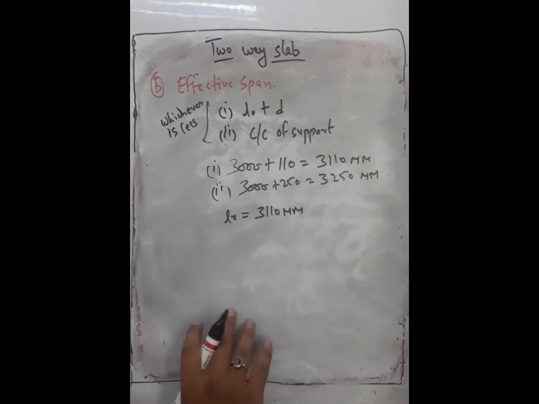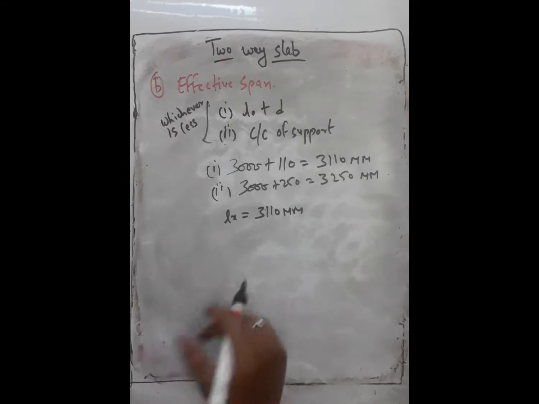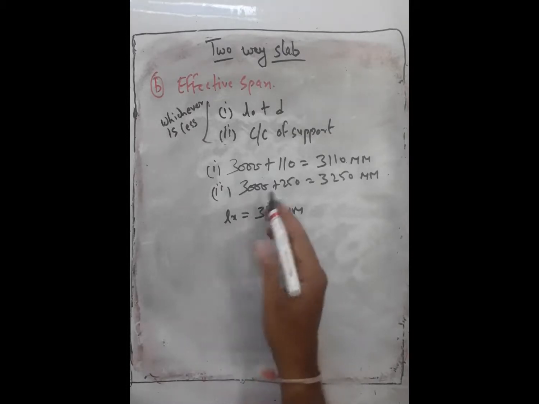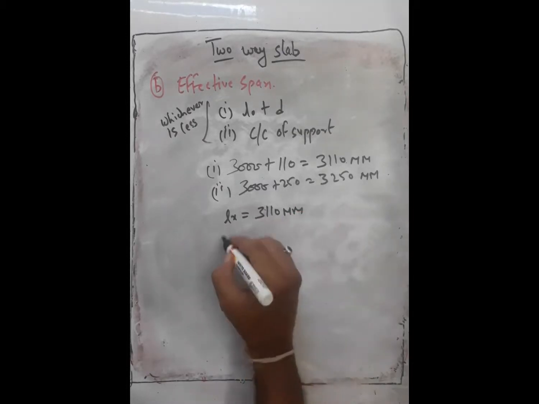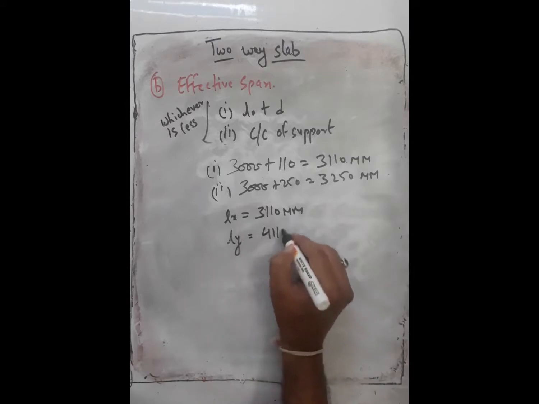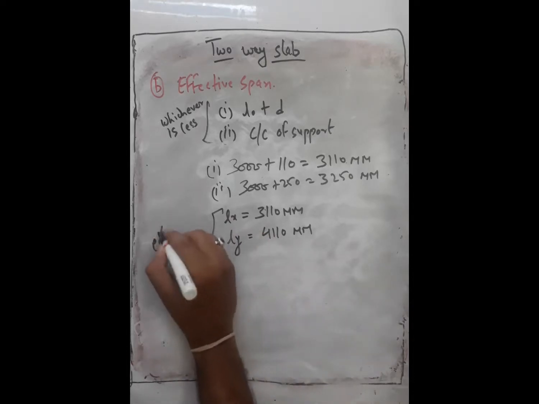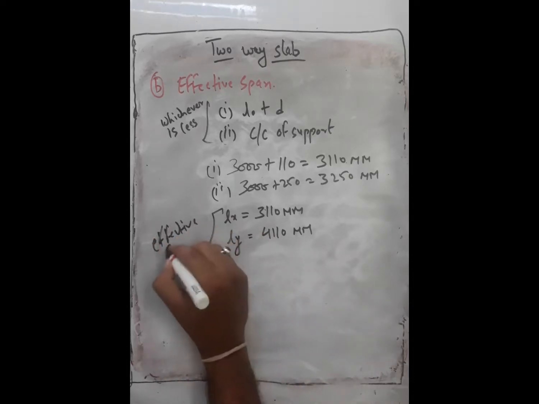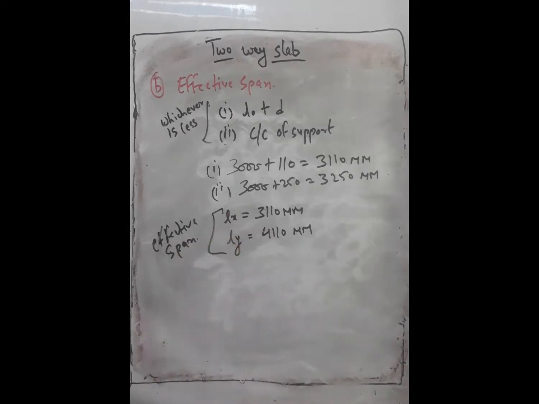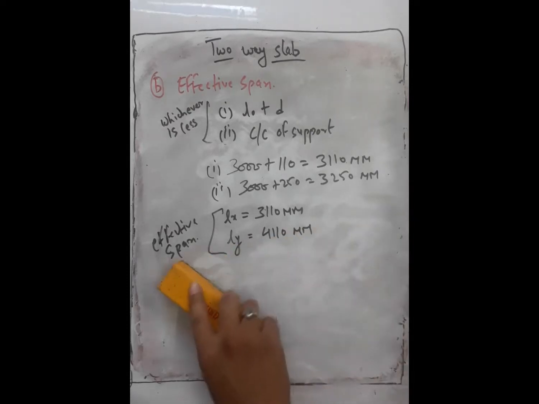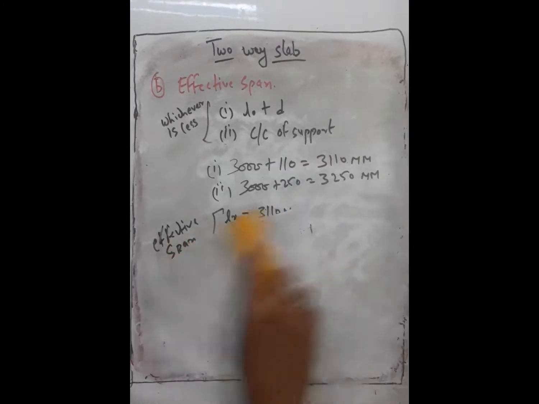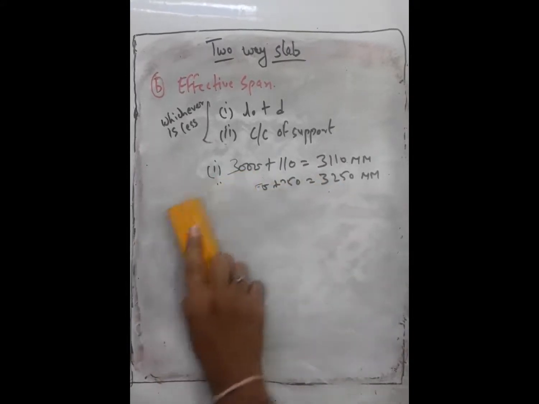Same we have to find for Ly. So Ly we have 4. So 4000 plus 110 and 4000 plus 250, the same way we get, only the digit is changed, to 4110 mm. So this is the effective span. Okay, so in this way we have to find the effective span. After finding the effective span, we have to find the load calculation. So now let's find the load calculation.